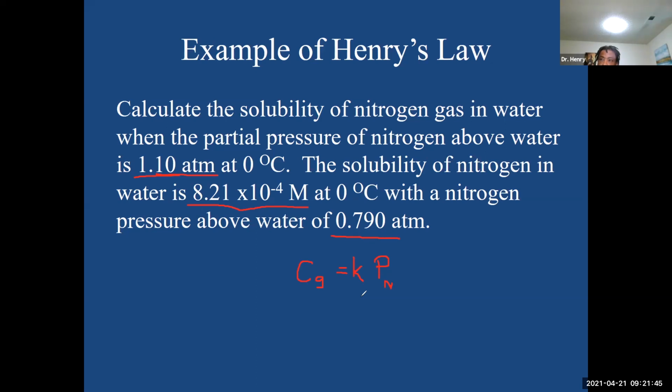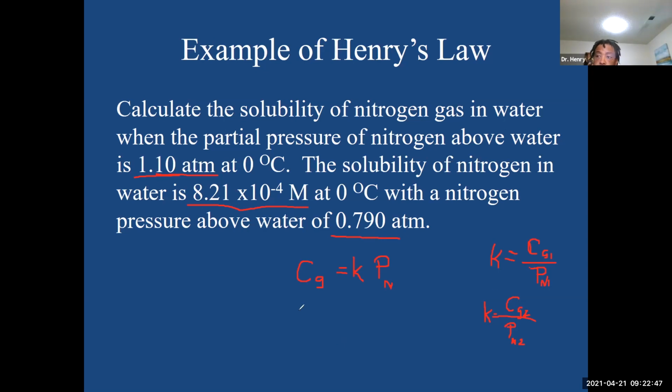So what am I going to do in this circumstance? Can I change my equation? Because K is a constant, right? And then I can say K is equal to CG1, meaning the concentration of gas, which also serves as our solubility, over the partial pressure 1. K is always going to be a constant. So that's going to be the same case in terms of CG2 and PN2.